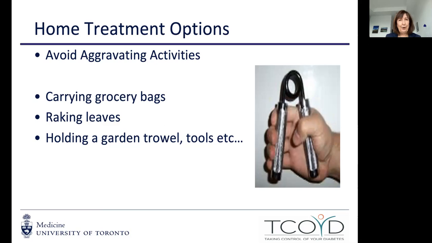But simple things, carrying grocery bags or your purse or your briefcase across the palm of the hand can be really irritating if there's no cushion there. If you're holding something like a mop or a rake or a shovel, again, if there's no cushioning, that's going to put a lot of pressure on the tendons and can irritate them. And even small tools, garden tools, can be problematic.